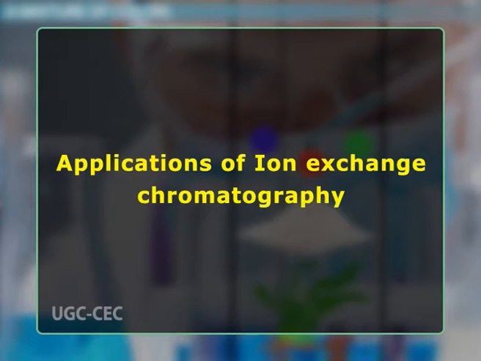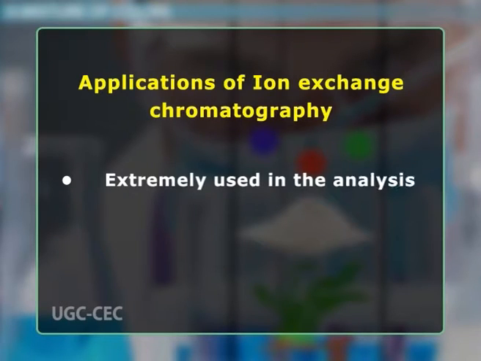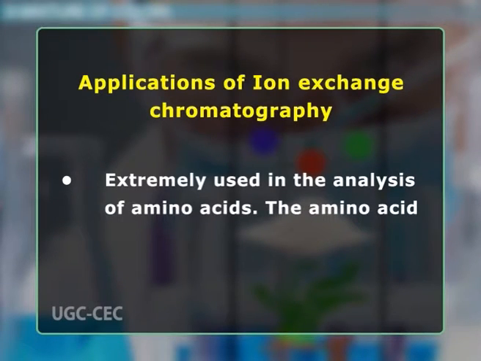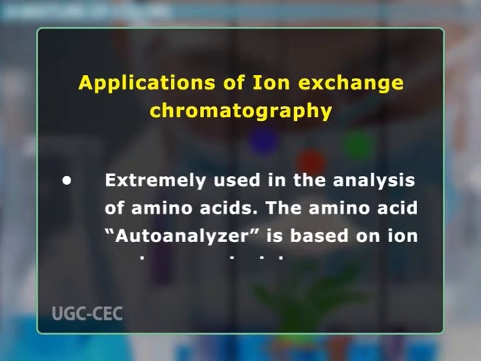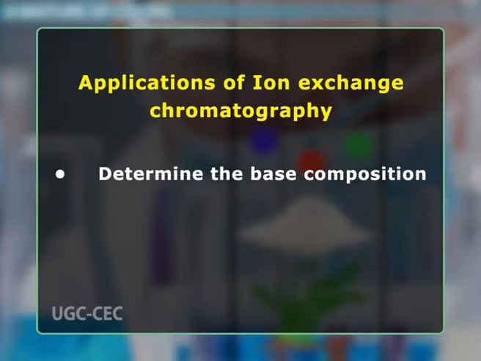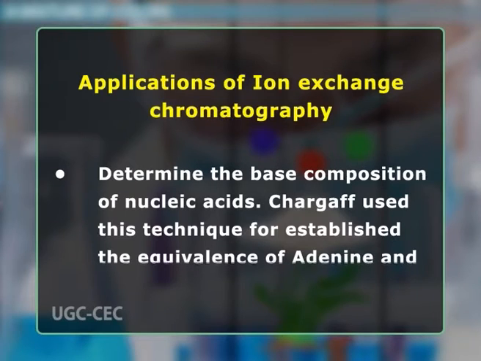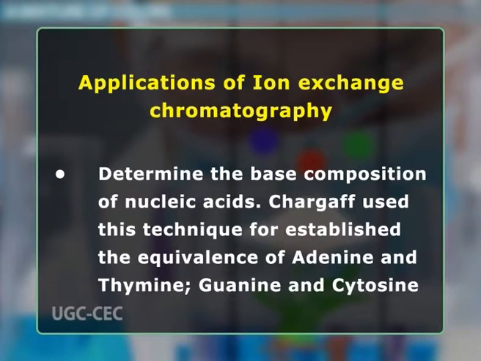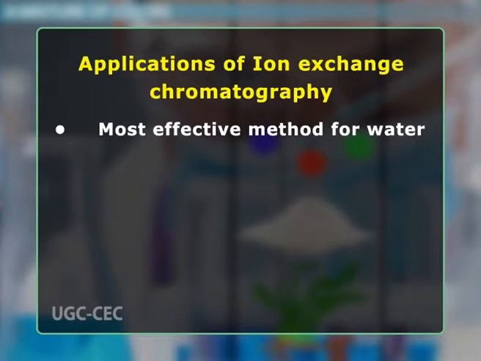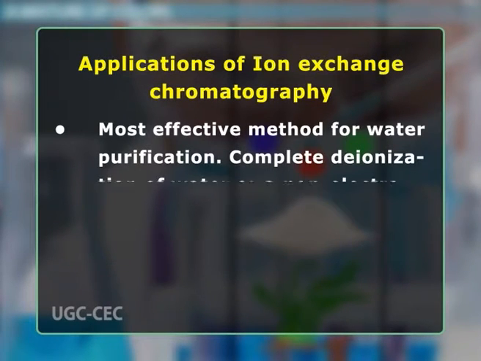Now, the applications of ion exchange chromatography. The important applications of ion exchange chromatography are as follows. It is extensively used in the analysis of amino acids. The amino acid autoanalyzer is based on the ion exchange principle. To determine the base composition of nucleic acids, Chargaff used this technique for establishing the equivalence of adenine and thymine, guanine and cytosine. This is also the most effective method for water purification.